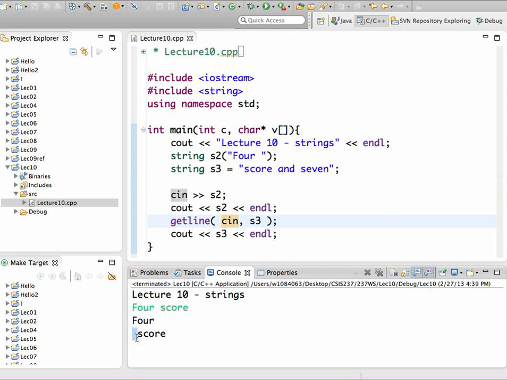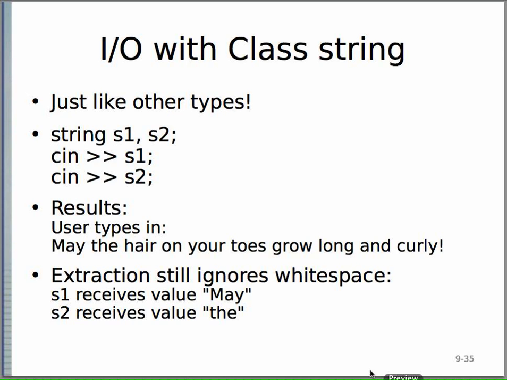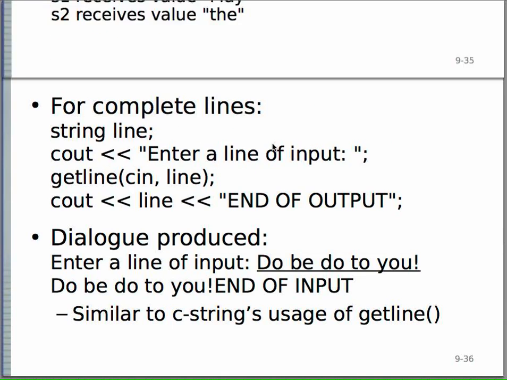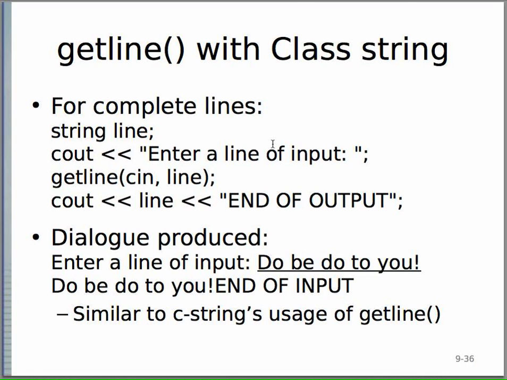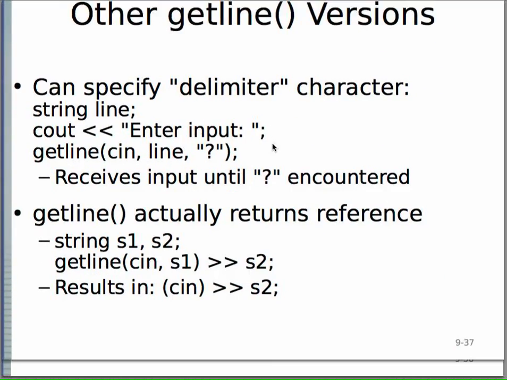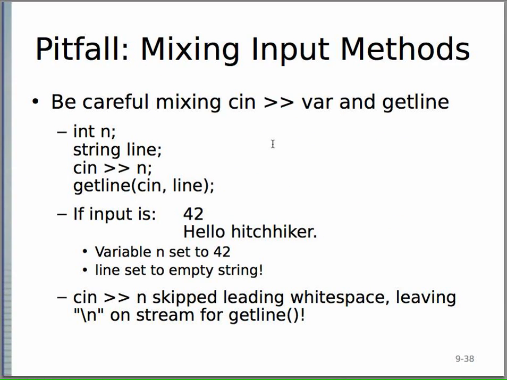This is a common pitfall, and I think this is discussed in the book. Let's take a look at the notes. It covers what happens when you mix input methods, that is when you use cin and getline, which is exactly what we did. So we ran into the exact same thing that the book actually highlights.